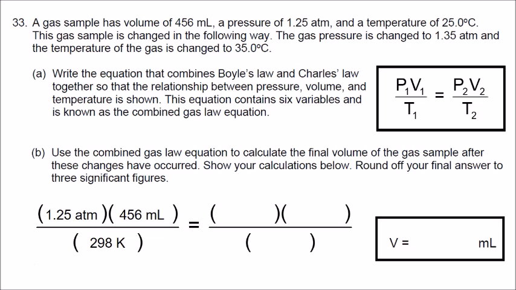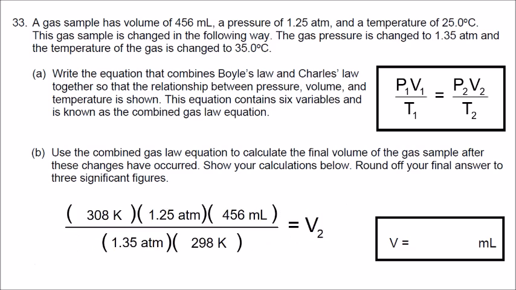The new pressure is 1.35 atmospheres. The new volume is, we don't know yet, and the temperature has gone up by 10 degrees Celsius, or in this case 10 Kelvin. We go from 298 to 308 Kelvin. When we solve for the new volume, we're going to multiply both sides of the equation by 308, and we're going to divide both sides of the equation by 1.35. So the setup looks like this. And when we plug all this into our calculator, we get a new volume of 436 milliliters.